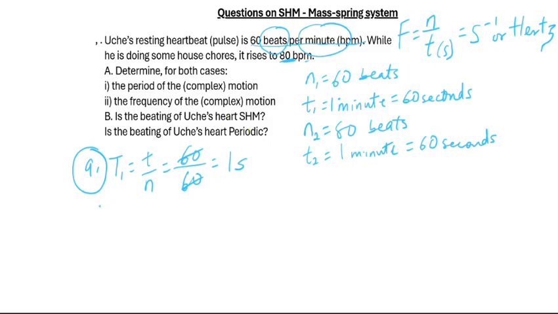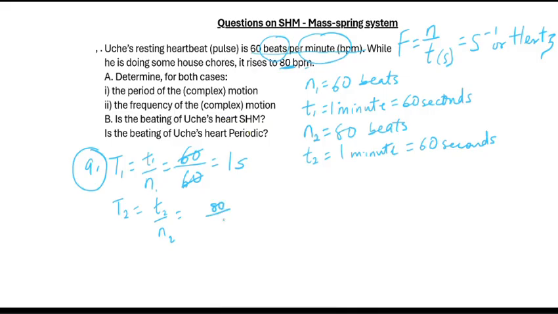Our period for the second case, that is T2 equals time over N2, will be 80 over 60, and by the time you punch it into your calculator, you are going to get 1.333 seconds. Now this is our period.